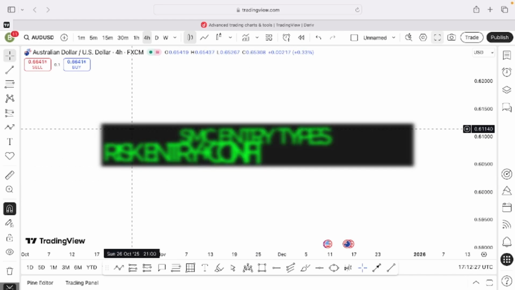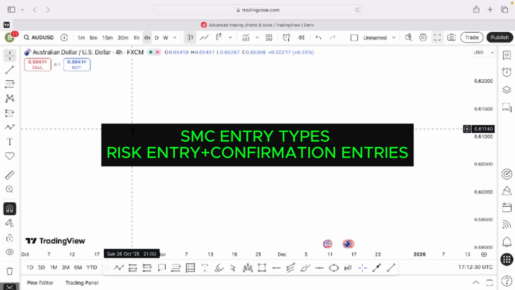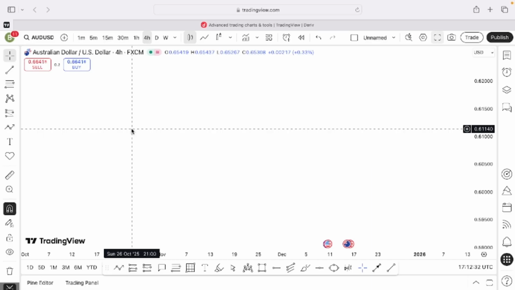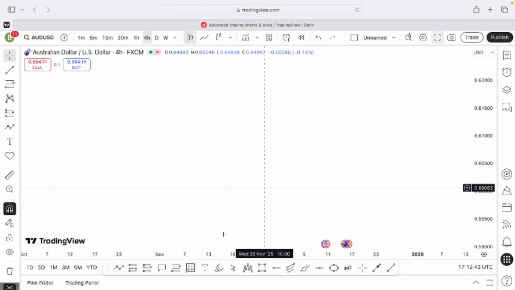So in this video we're going to talk about SMC entries. We're going to firstly talk about the risk entry. Secondly, we're going to talk about the confirmation entry. Those two entries are mainly the ones that you're going to use when it comes to your SMC trading. So without wasting any time, let's get into it.